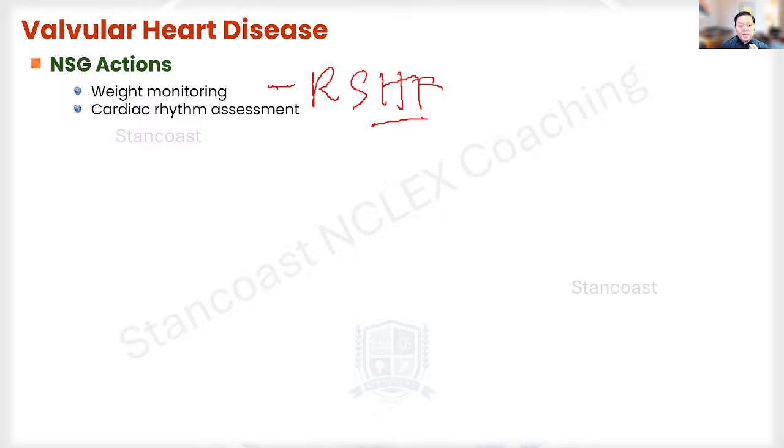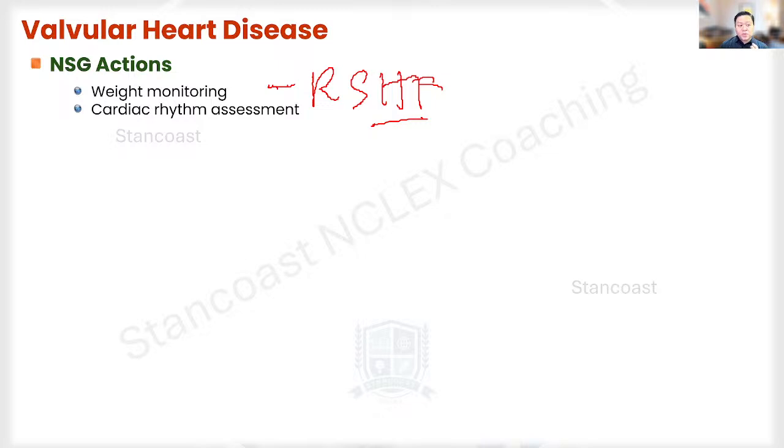Now, another is cardiac rhythm assessment. This is to make sure we are checking the patient for any irregular rhythm. If they become bradycardic, we need to assess for any murmurs. Or let's say atrial fibrillation, maybe with rapid ventricular response. We need to act on this one.